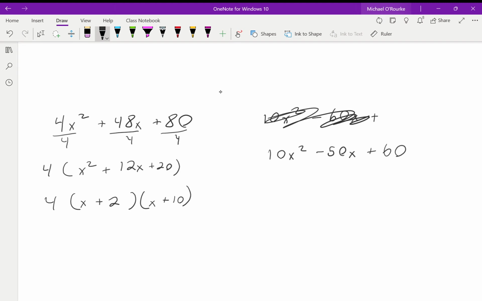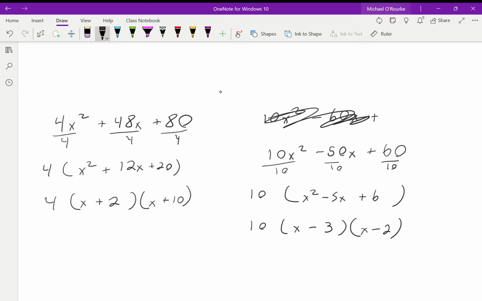So we're here. We're going to take the 10 out, so divide everything by 10. It's going to be x squared minus 5x plus 6. Now this is going to be a little more difficult. Two numbers that multiply to 6 and add to 5. Since we have a negative there and a positive there, these both are going to be negative. Two numbers that multiply to 6 and add to 5 are 3 and 2, because negative 3 plus negative 2 is negative 5, and negative 3 times negative 2 is positive 6.